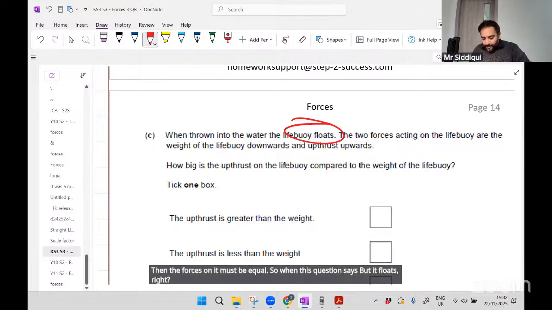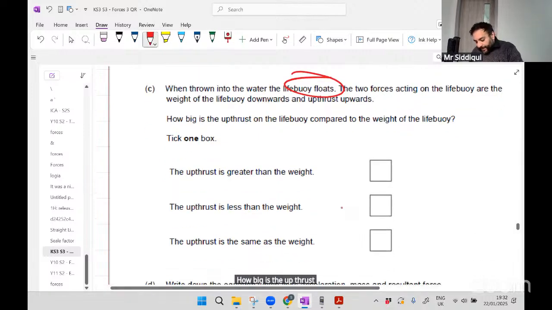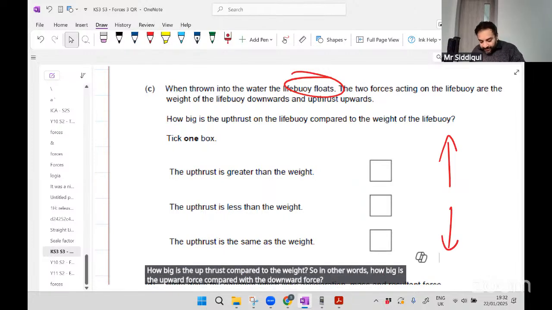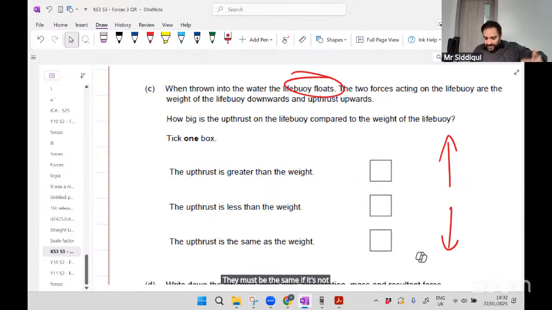So when this question says that it floats, how big is the upthrust compared to the weight? So in other words, how big is the upward force compared with the downward force? They must be the same if it's not sinking or flying, I suppose. It's got to be the same.